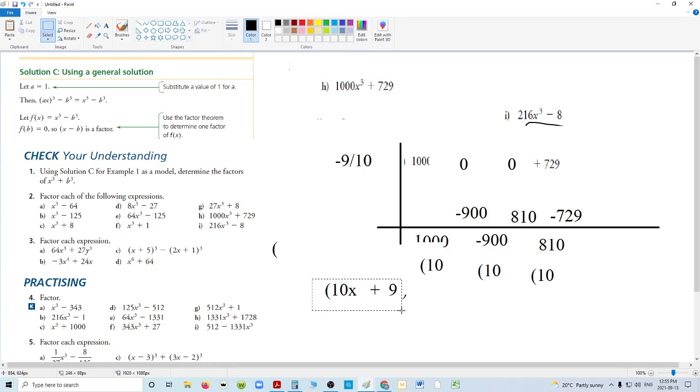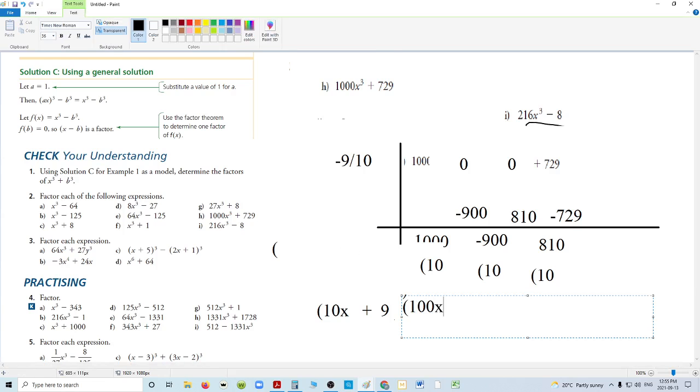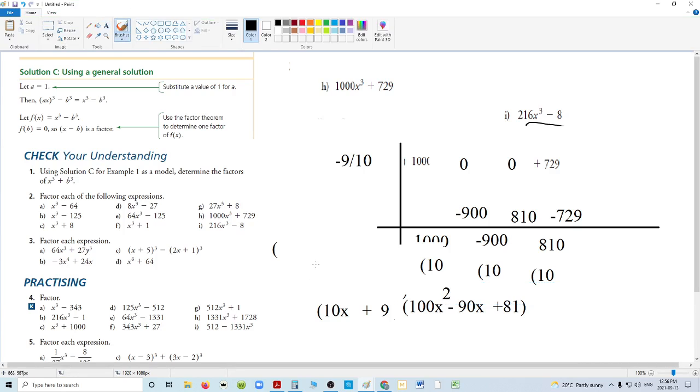Which means the last factor is actually going to be 1,000 divided by 10, 100x squared. Minus 900 divided by 10, minus 90x. 810 divided by 10, plus 81. And there's an x here, and an x squared here. And sure enough, those are the exact numbers I expected.